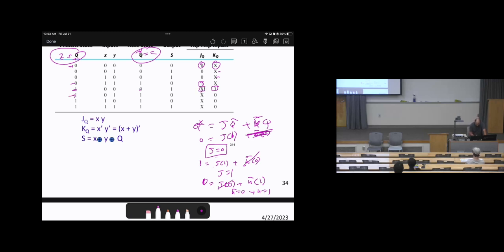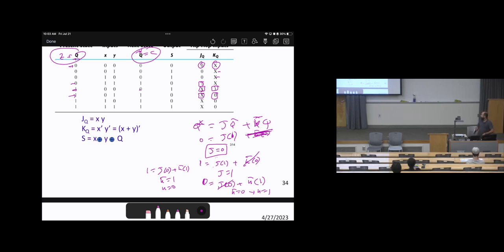Okay? Then this approach, 1, 1. So 1 equals J times 1 bar, which is 0, plus K bar times 1. Therefore, K bar equals 1, then K equals 0. That's what we got, and since J has been removed, it will be X. That's it. Okay, do you understand how we figure this out?